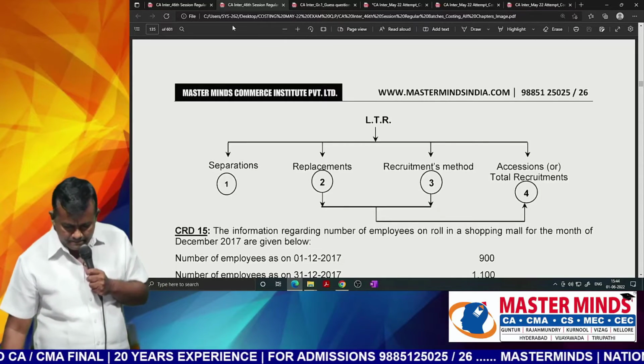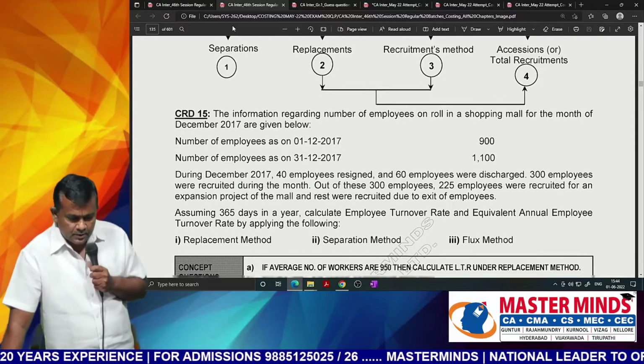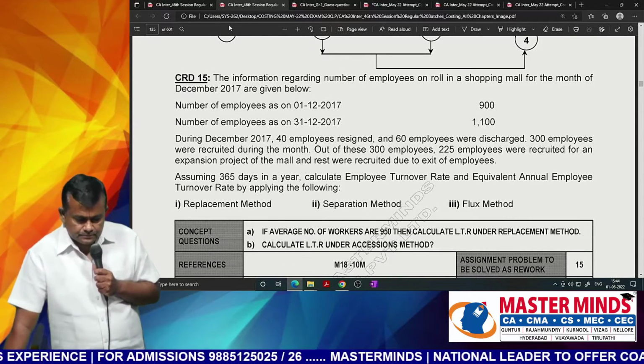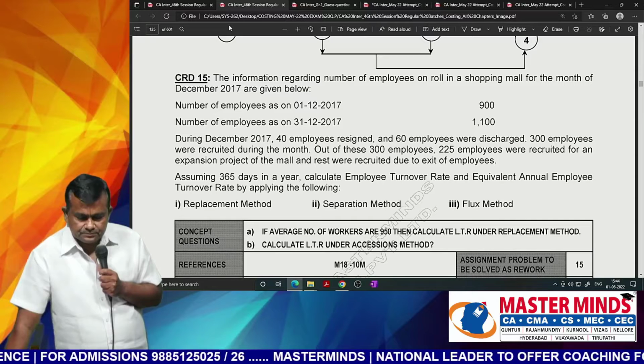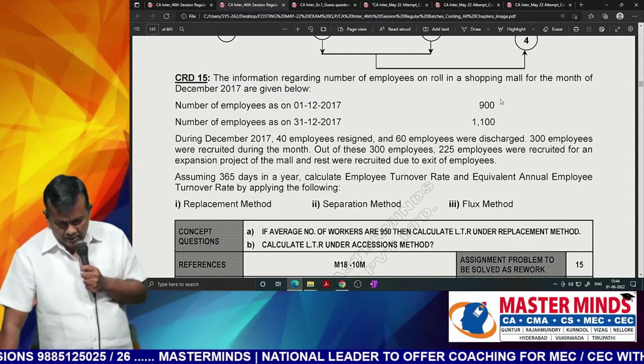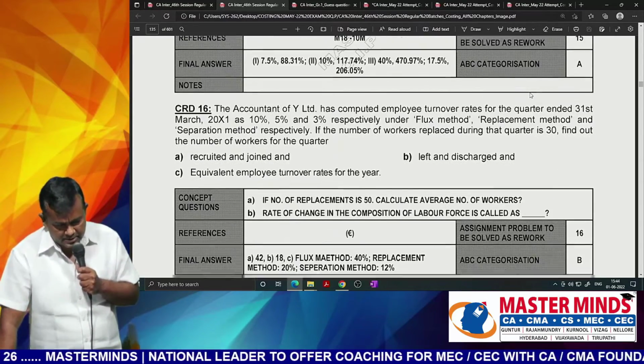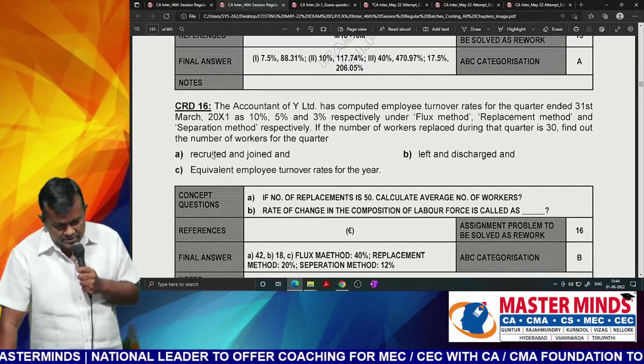Right. So, this is the question set. The information regarding number of employees on roll in a shopping mall. CRD 16, sir, not CRD 15, CRD 16.